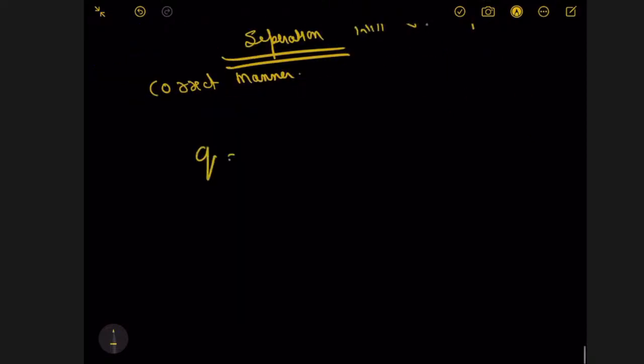Here Q is basically HV minus HF upon HV minus HL, where H is the enthalpy of the saturated vapor, the feed, and the saturated liquid.